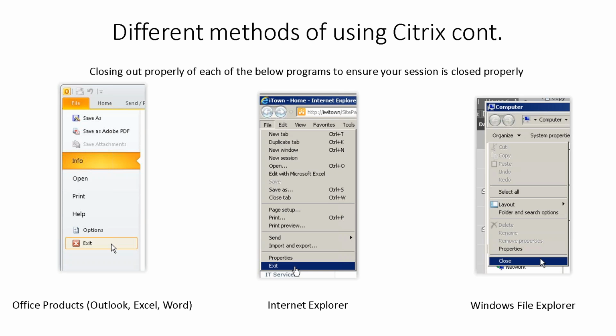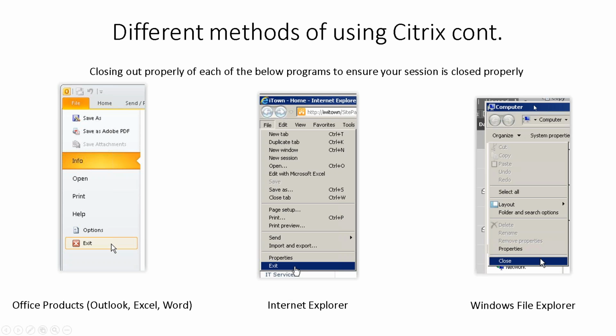Also, there's a proper way of getting out of each of these applications when we're in them. Just as we went to the start button and went to our log off, we can also go to the file or organize tab, whatever it is, to find the exit. With your Office products, Outlook, Excel, Word, you can go to the file tab in the top left corner and then find your exit button. Same thing with Internet Explorer: file and exit.